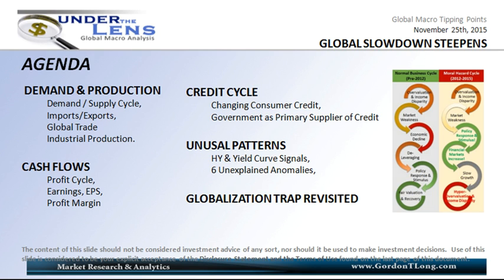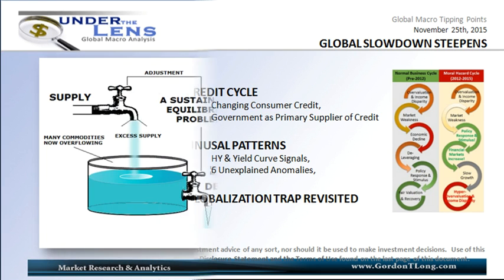In this regard, I'd like to discuss specifically the following areas: global and U.S. demand and industrial production and trade, what it's resulting in terms of corporate cash flows, profit, earnings, and margins level, and then into the credit cycle itself as we see changing consumer credit from the U.S., and end with unusual patterns that I think reinforce my observations.